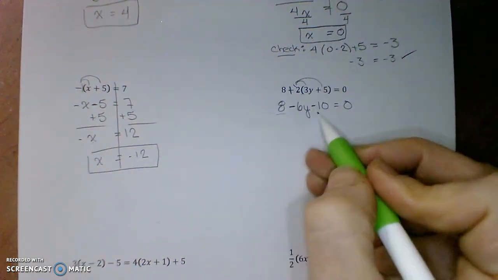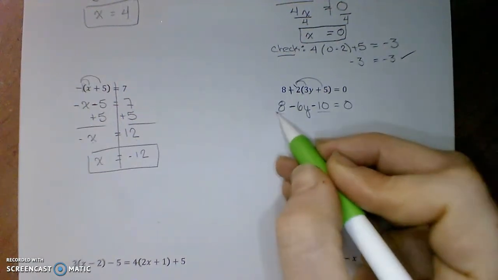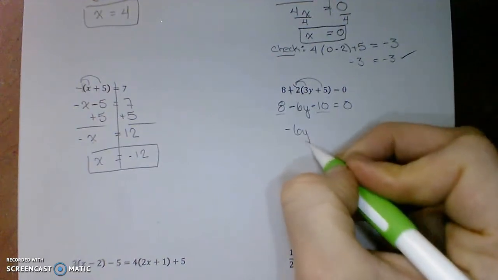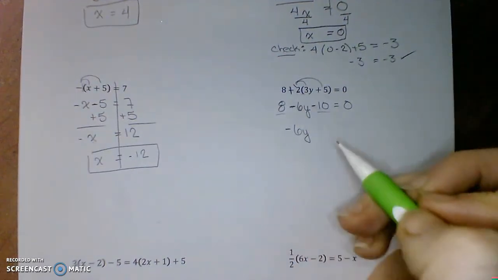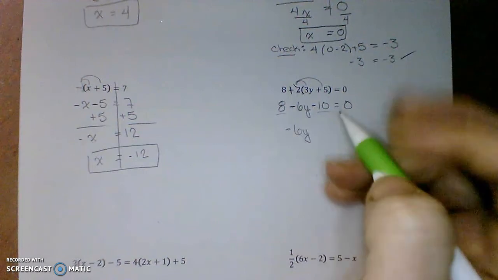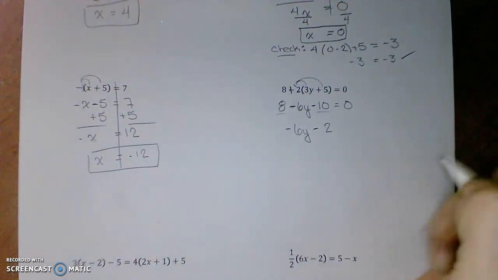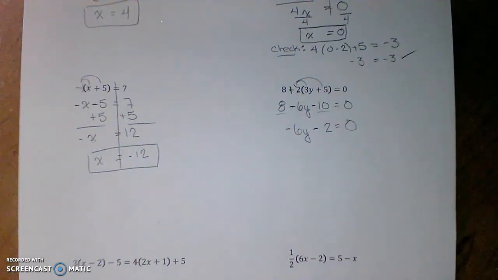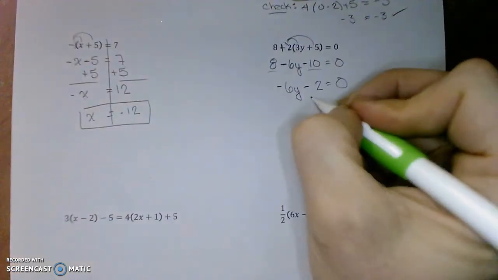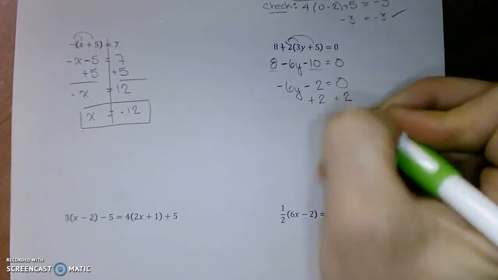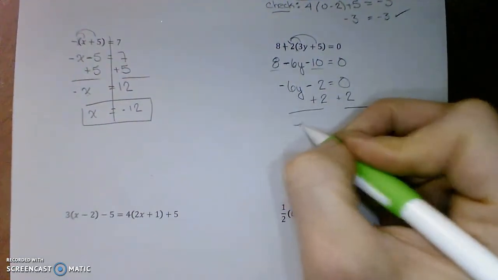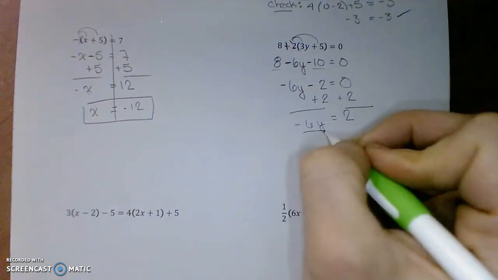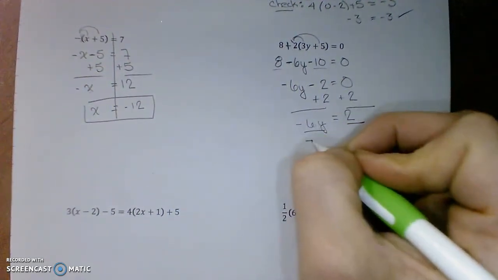Now I can combine these two terms, plus 8 minus 10, so I'll be left with -6y, because the negative goes with the 6y, plus 8 minus 10 is minus 2 equals 0. Now I can start manipulating the equation. I'll add 2 to both sides. I'm left with -6y equals 2. And then I'll divide both sides by this coefficient, -6.